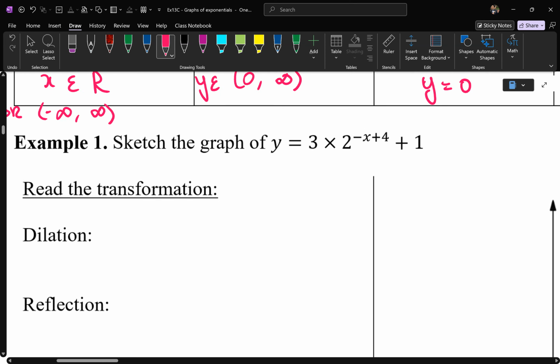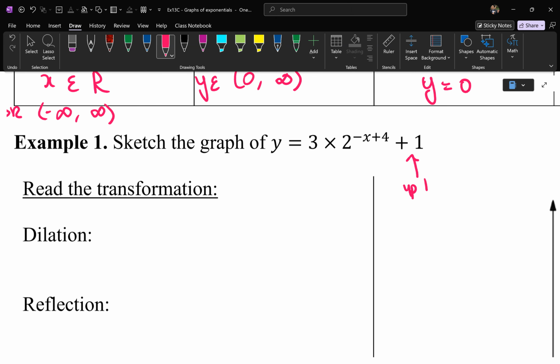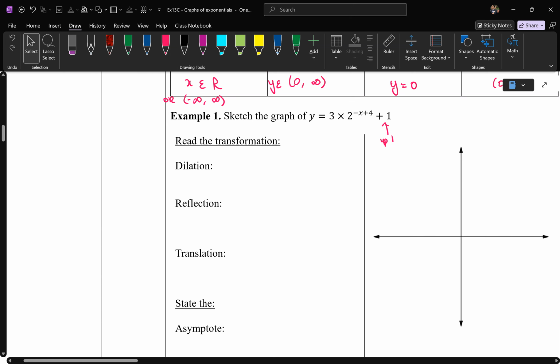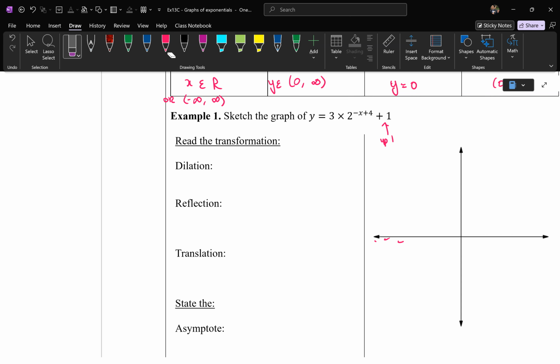Here we go, what you should have got: plus 1. Plus 1 should tell you up by 1. So what does that change to the graph? It means the asymptote changes. Remember, the original asymptote is at y = 0. If it goes up by 1, then I expect a horizontal asymptote at y = 1.